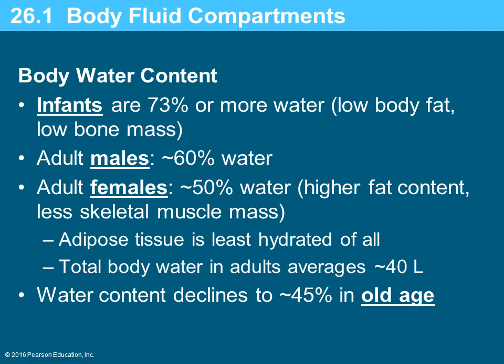When we first look at the divisions of fluid in the body, number one, depending on the sex and the age of an individual, there are differences in the amount of water. Yes, you are made up mostly of water. Age does play a role. Infants are about 73% or more water because there's very low body fat and very low bone mass. Adult males are roughly about 60% water. Adult females are less than that. They're about 50% water. They tend to have a higher fat content than males do and less skeletal muscle mass. As you age, the water content is going to decline even further.